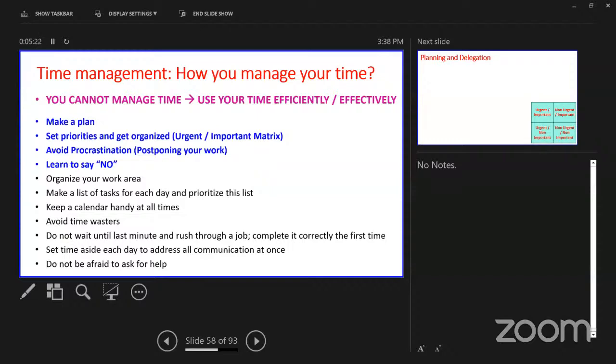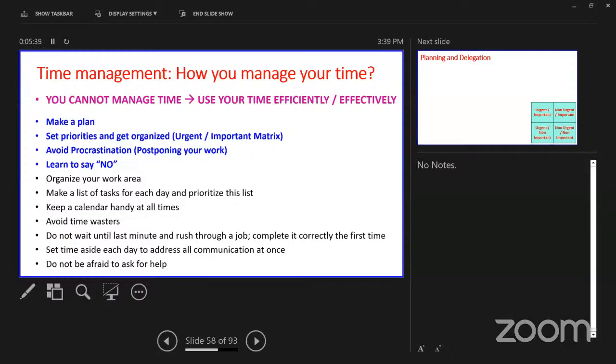Avoid time wasters. Sometimes there are many time wasters. Don't waste your time with time wasters. Do not wait until the last minute and rush through a job. Complete it correctly the first time. Set time aside each day to address all communication at once.